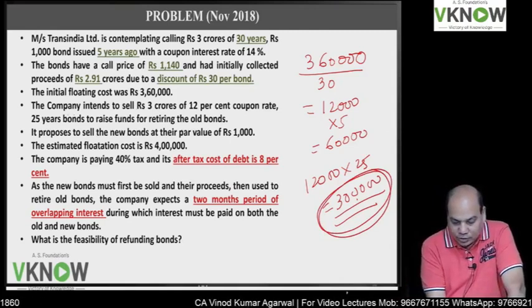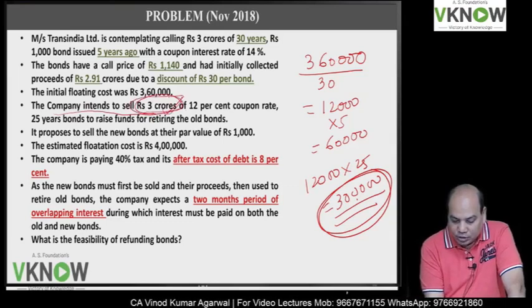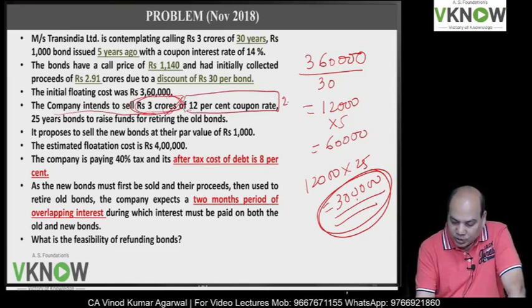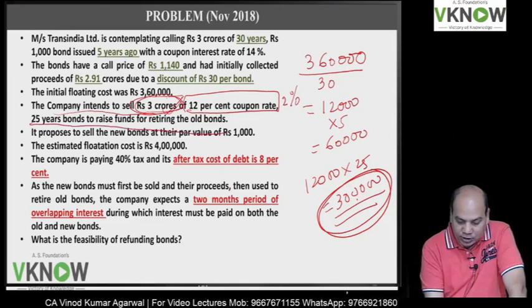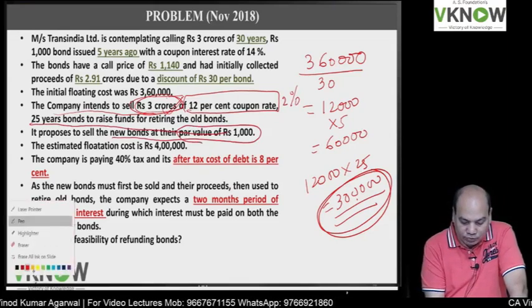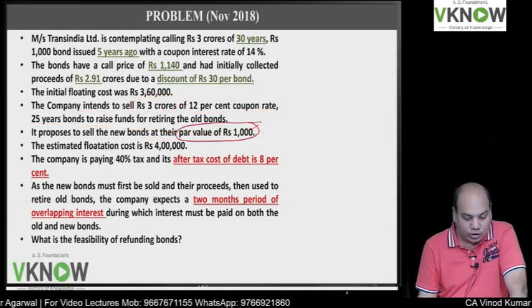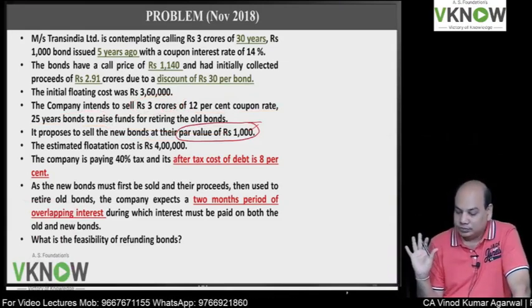Next line. The company intends to sell rupees 3 crore. So this is a new bond having same 3 crore rupees value of 12% coupon rate. So they are going to save 2% coupon here, and it will be for remaining period, that is 25 years. It proposes to sell the new bond at par value. So good news is that the new bond will be issued at par. So no discount on the new bond. So new bond does not have discount related adjustment.